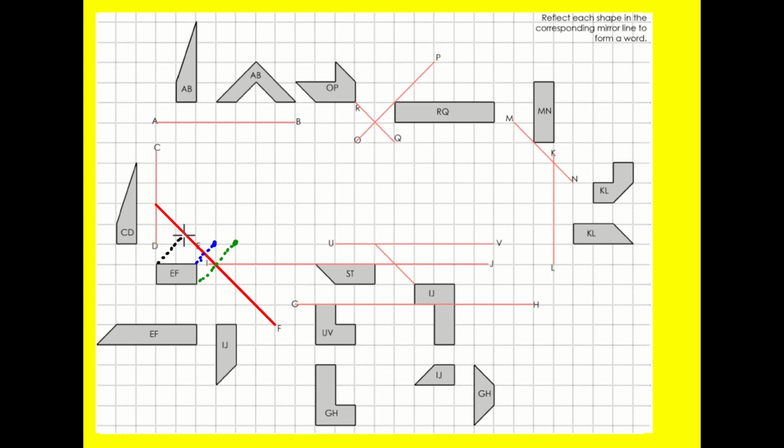Here, I go 1.5, so it ends up there. And I can see the other one's going to end up there now. And I've reflected my shape. Actually, let me draw it as a block.